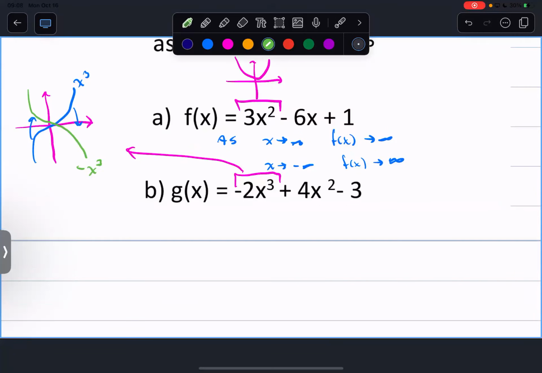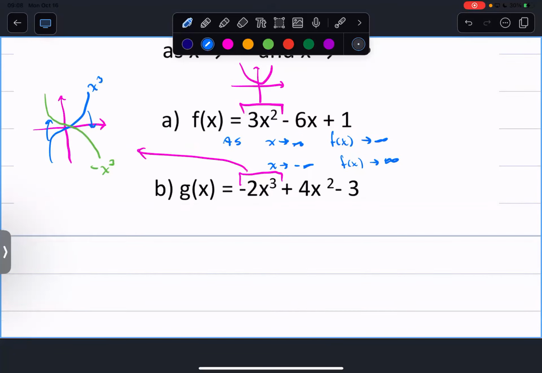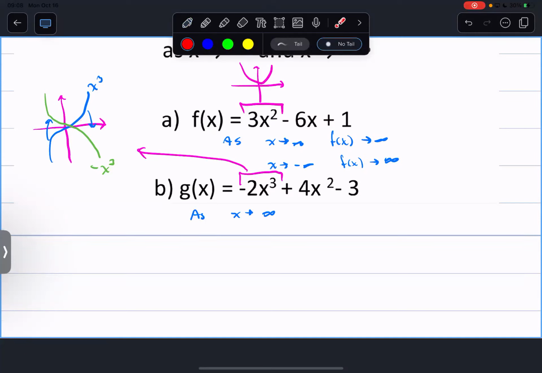And so knowing that, I can say that as x goes to positive infinity, what's going to happen? So x is going to positive infinity, so this thing's going to negative infinity, or g of x is going to negative infinity. And as x goes to negative infinity, this thing is going up to positive infinity.